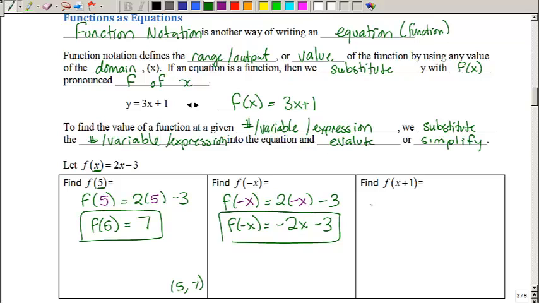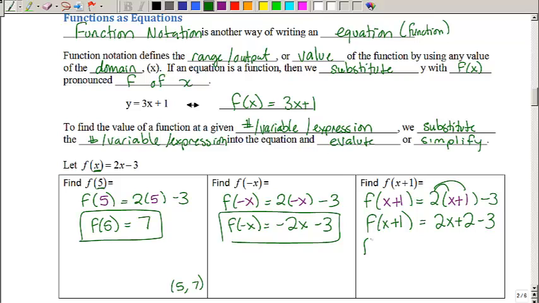Next, we're looking for f of x plus 1. Again, I write my equation f of x equals 2x minus 3. I'm going to come in and erase all of my x's so that I can replace my x's with x plus 1. Next, I am going to evaluate by distributing the 2 to get 2x plus 2 minus 3, and f of x plus 1 equals 2x minus 1.